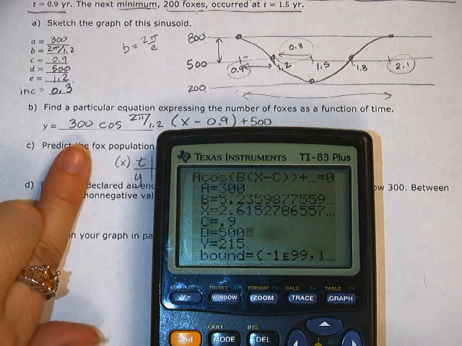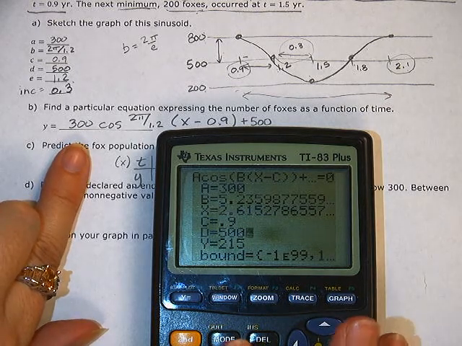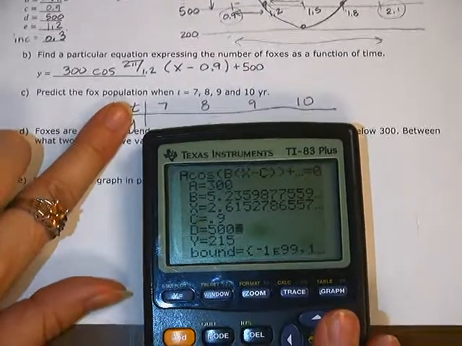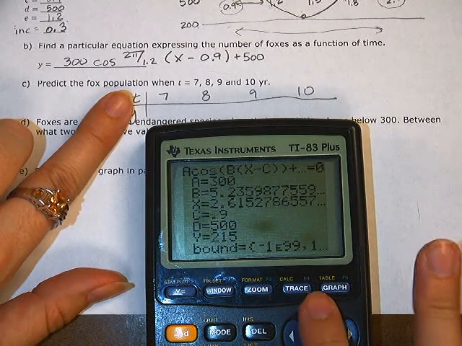Now I didn't put anything in for x yet because I just wanted to get my equation itself all set up. And now I'm going to say, okay, so I want my x the first time to be 7. So I'm going to go back and put that in.